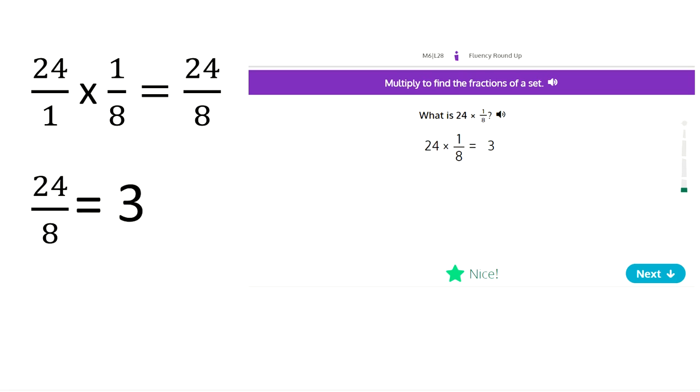24/1 times 1/8 equals 24/8, which is a fraction greater than 1. How many times does 8 go into 24? Well, that's 3. 3 is the answer.